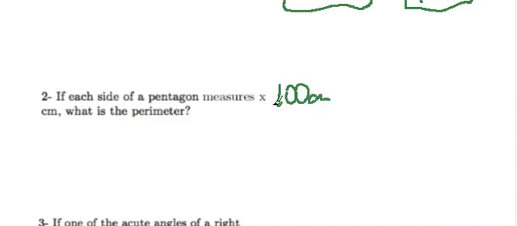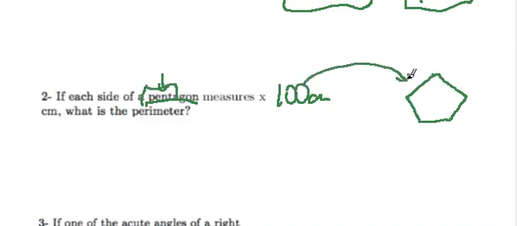If each side of a pentagon measures 100 centimeters, well, I guess you'd have to know how many sides a pentagon has. A pentagon looks kind of like this. It's got 5 sides. Penta is just Greek for 5. That part of the word means 5. So if I've got 5 sides and each of them is 100 centimeters, then I can do 5 times 100 to figure out my total perimeter, which is going to be 500 centimeters.